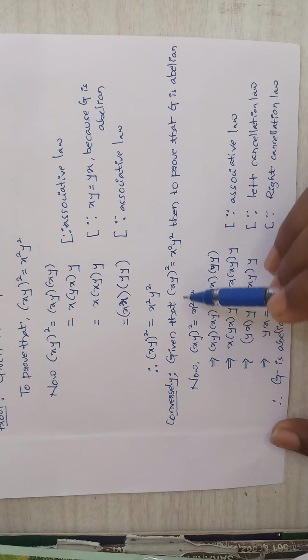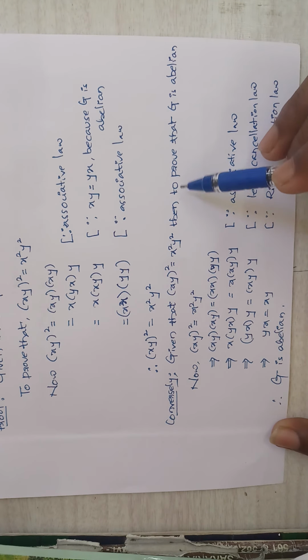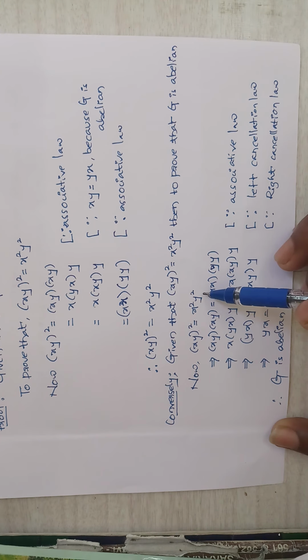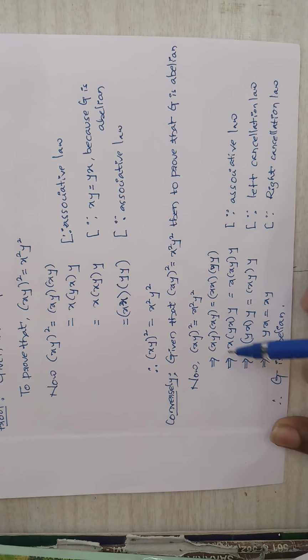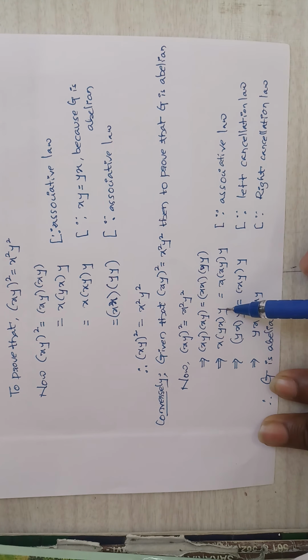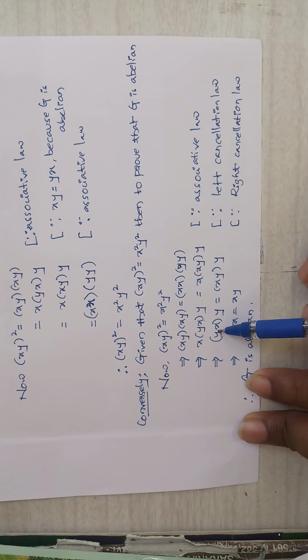Conversely, given that (xy) square is equal to x square y square, we have to prove that Z is abelian. So (xy) square is equal to x square y square can be written as xy into xy is equal to xx into yy. Using the associative law, I can write this as x into yx into y is equal to x into xy into y. Using the left cancellation law, we can write this as yx into y is equal to xy into y. Using the right cancellation law, we can write yx is equal to xy. Therefore Z is abelian.